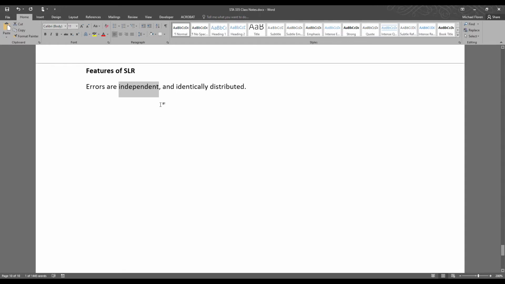Thinking about what these mean, independent means that the size of one error or the direction of one error doesn't impact the other errors. You can think about how if we had a model where we included lots of brother and sister pairs, the error from a brother or a sister may be more similar to the error found in their other brother or sister than it would be to a random stranger. This is a great way to think about independence in a statistical model, and we want to avoid that as much as possible if we don't have the model constructed to account for those pairings.